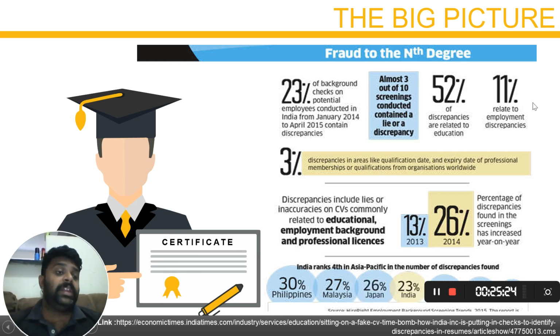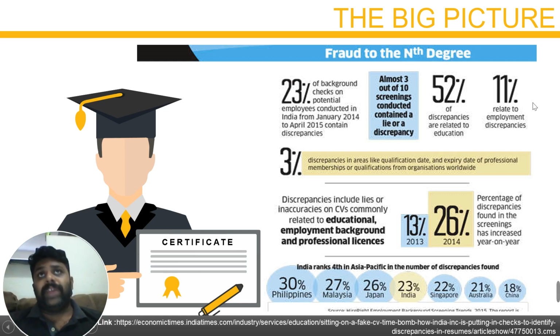That means making a bogus certificate of another company, saying he has worked over there for this many years and he was relieved from that position. So that is the discrepancy I am mentioning here, 11%. In 2014, if you see, 26% of discrepancies found in screening, and it has increased year on year.